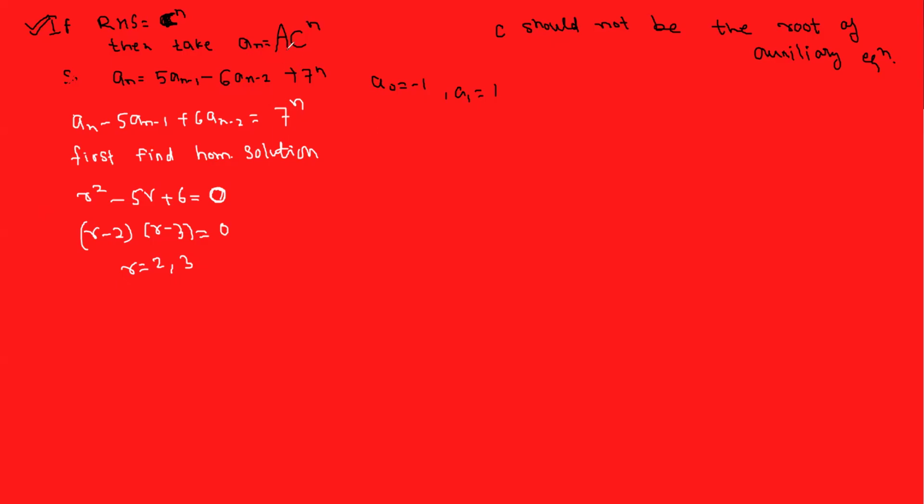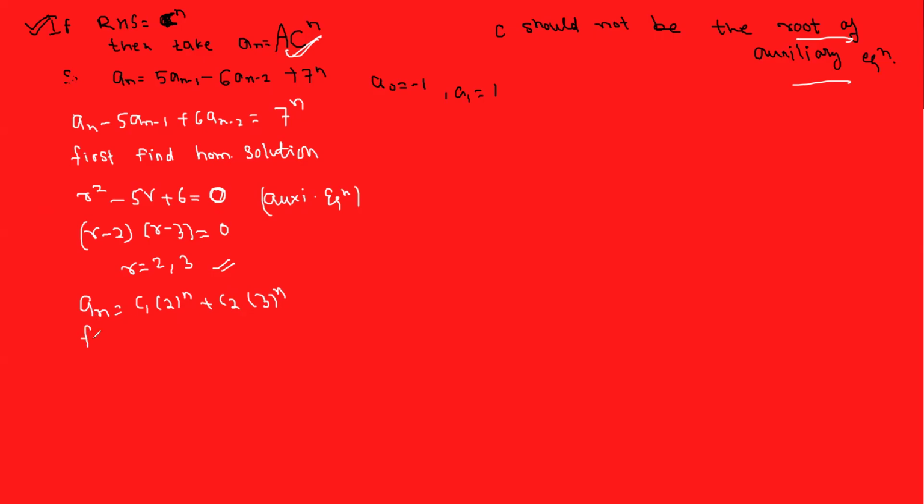That's why you can use this formula. The problem comes when R is equal to 7. C should not be the root of the auxiliary equation. This is the auxiliary equation. Okay. And these are auxiliary roots. So this is not an auxiliary root. Yes. Homogeneous solution will be. You got my point? Understood?